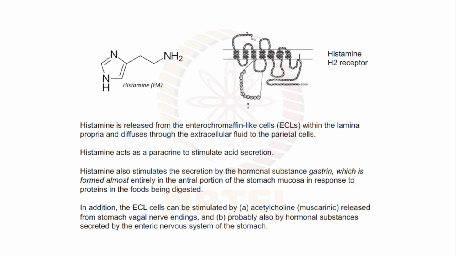Histamine also stimulates the secretion by the hormonal substance gastrin. Okay, so it will also take help of gastrin to make the release of HCl, which is formed almost entirely in the antral portion of the stomach mucosa in response to the proteins in the food being digested. So in addition, the ECL cells can also be stimulated by acetylcholine released from the stomach's vagal nerve endings. You must remember acetylcholine is the one which is actually causing the work of activation here till now. Probably also by the hormonal substances secreted by the enteric nervous system of the stomach. Mostly it is acetylcholine, but some role can be played by the hormonal systems also.